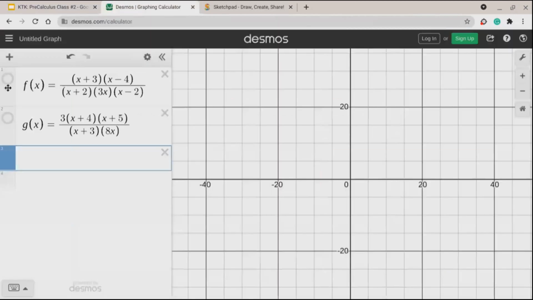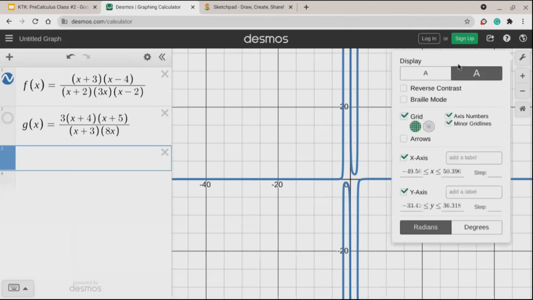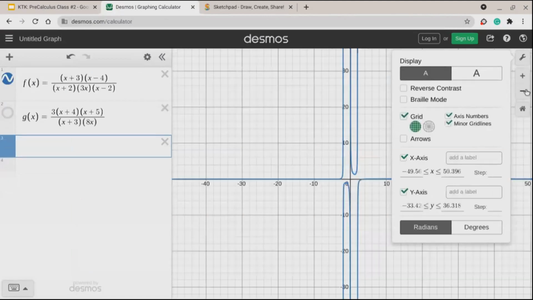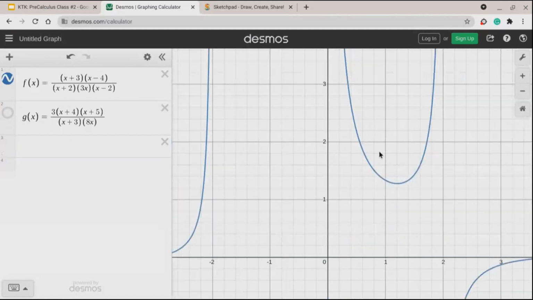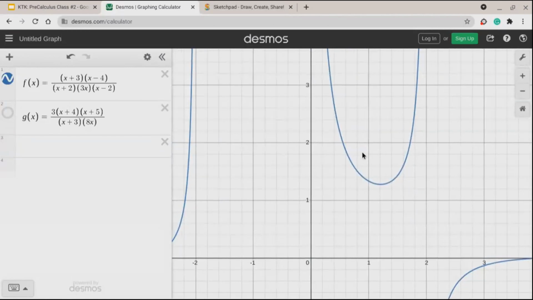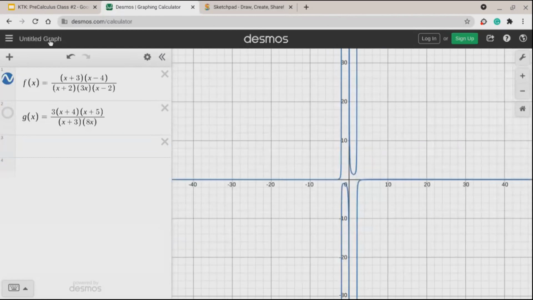Let's take a look and see if that's correct. And we see, yes, the horizontal asymptote is the x-axis. If we make it a little smaller, if we zoom in, we can see that these values do not generally meet the x-axis. All right, we'll go on to the next one.